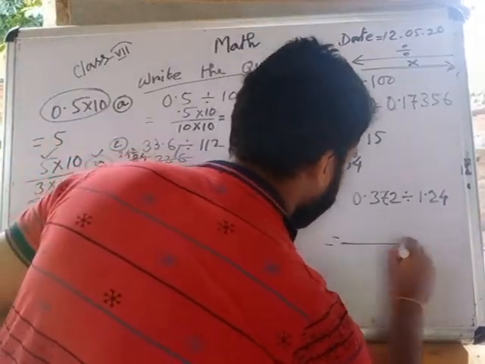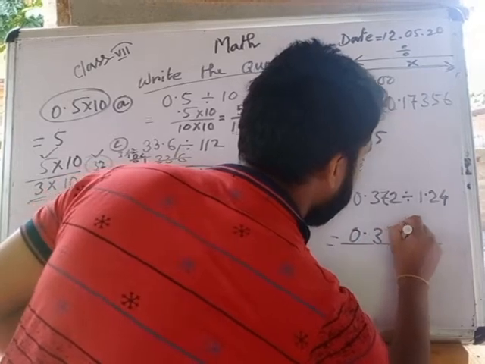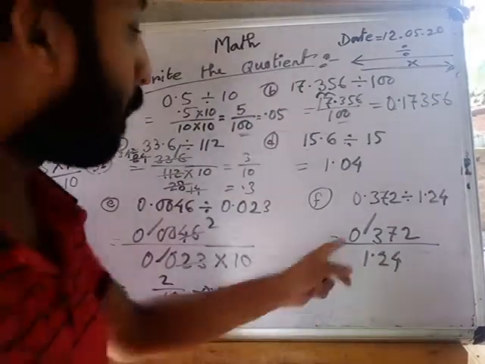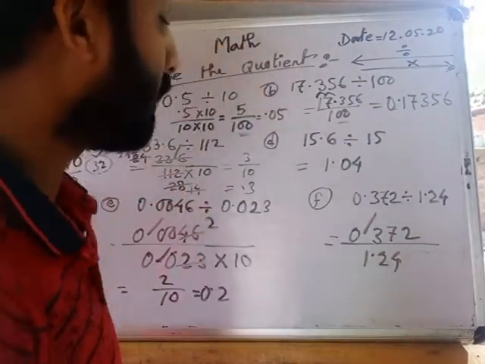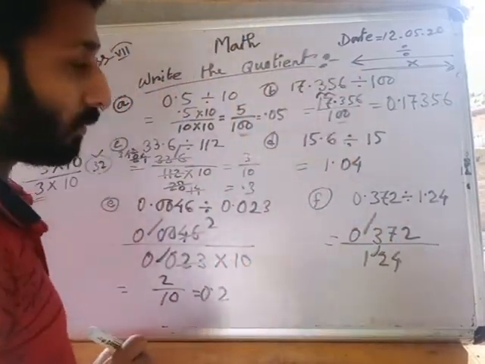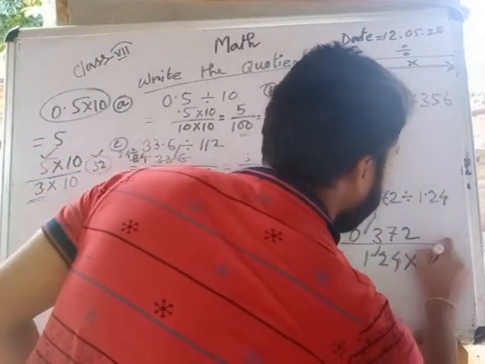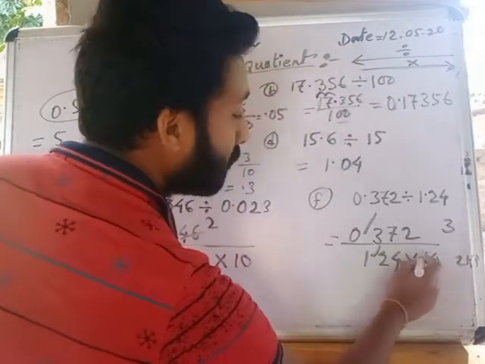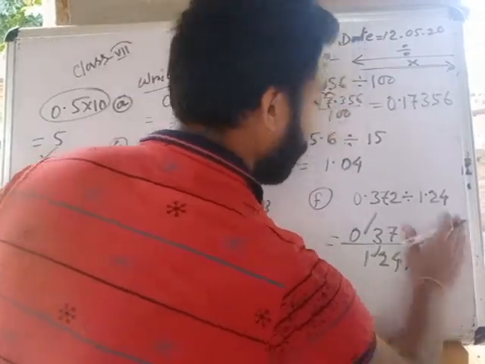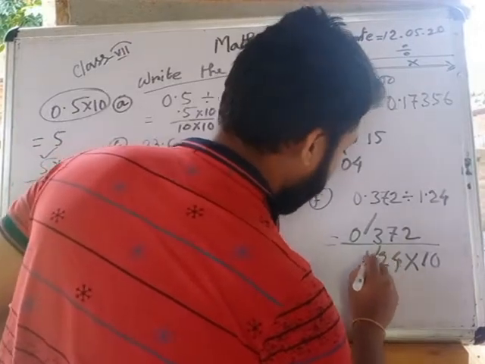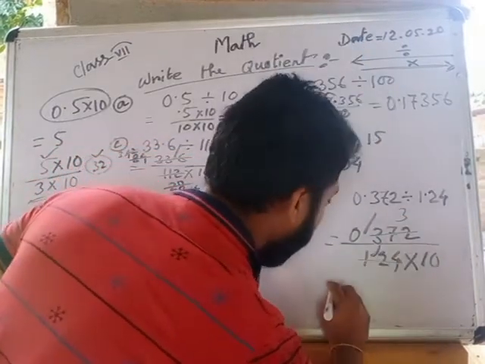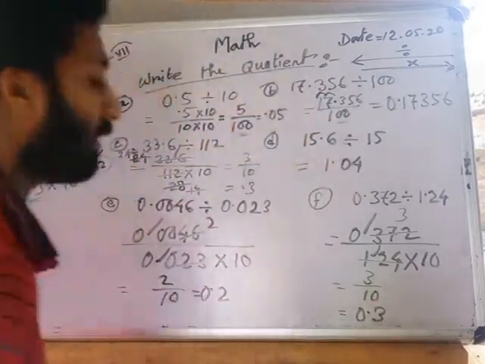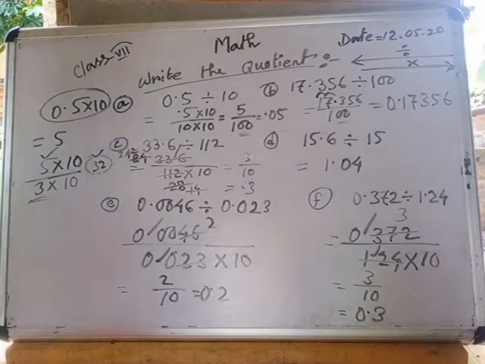This one. 0.372 divided by 1.24. If we take the point out, the point goes 3 digits here, and here also the point goes 2 digits. That means 1 digit is left. Here is 3 digits and here is 2 digits. That means 3 minus 2 is 1. The 1 means we should multiply these numbers by 10. So 3 by 10, that is 0.3, or .3, as you like. Do you understand these things?